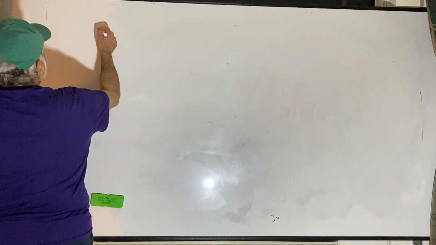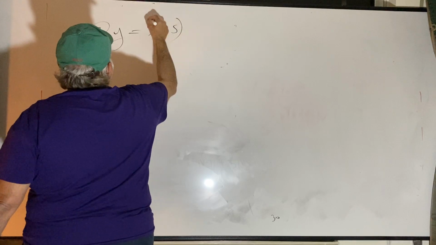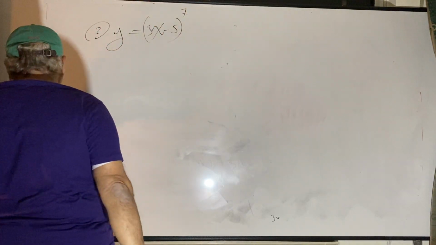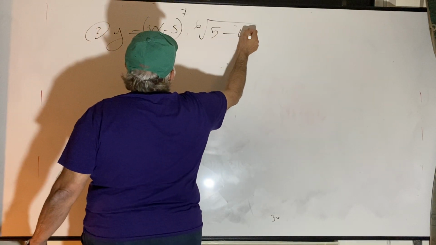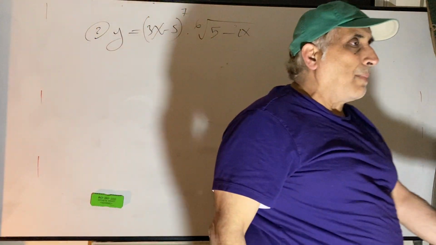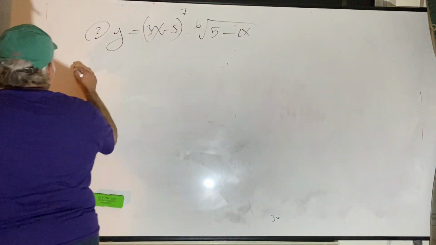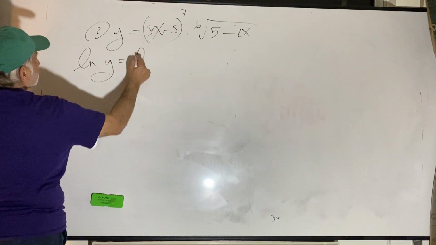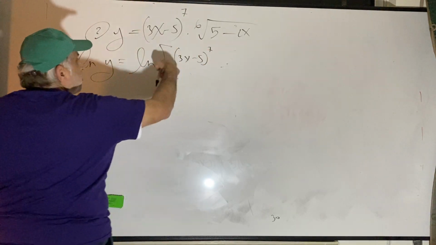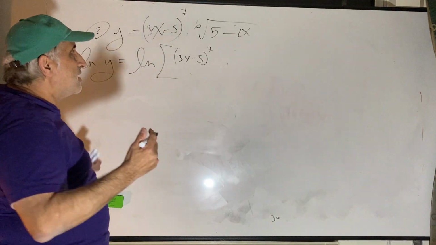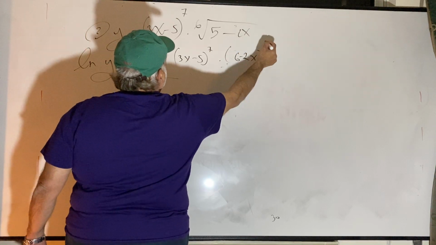Alright. How about when you see something like that? y equals (3x minus 5) to the power 7 times the 6th root of (5 minus 2x). I know you can do that by product rule, but think about it. It takes some time. But if you take ln to both sides, ln y equals ln of (3x minus 5) to the power of 7. Don't bring the 7 yet, because you're not splitting the ln yet. Times (5 minus 2x) to the power 1/6.